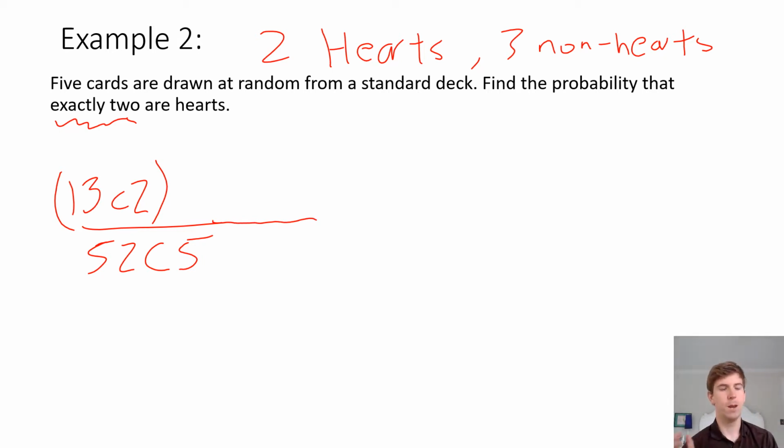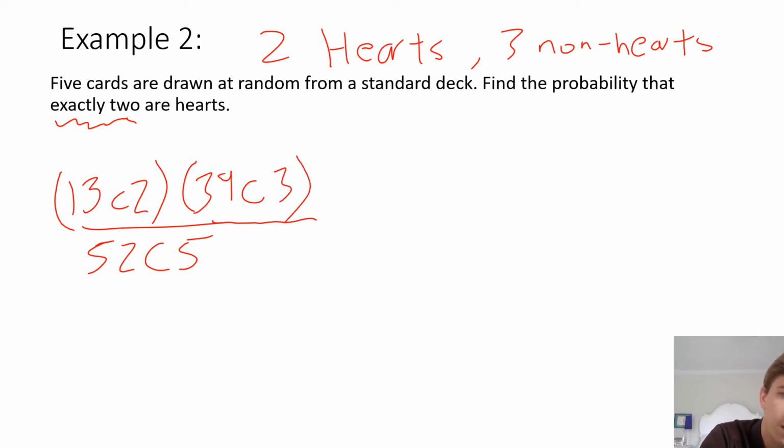All right, and then for the non-hearts, we eliminate all those hearts. There's 39 cards. We want to choose, well, not 13. I said 39, then wrote 13. So 39 non-hearts, we want to choose 3 of them. And there it is, okay?